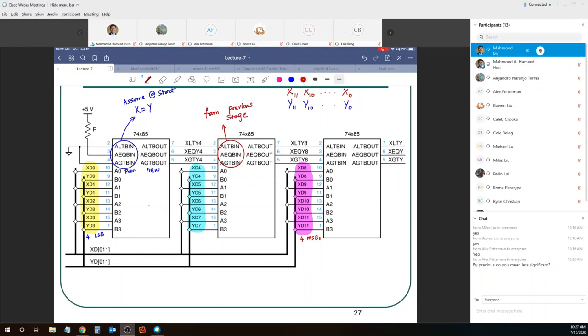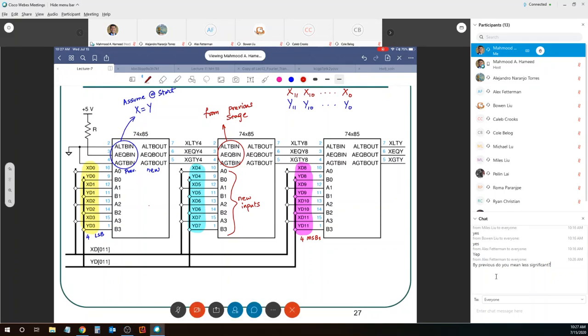And all these guys are the new inputs, which in this case are the four bits in the middle, right? So you have 4 least significant bits, 4 most significant bits, but you also have the 4 bits in the middle. There's a question in the chat box, which is, by previous, do you mean less significant?